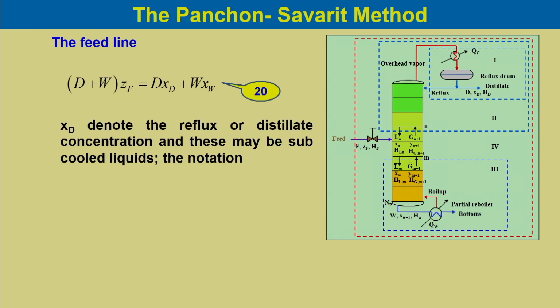Now, XD denotes the reflux or the distillate concentration, and these may be subcooled liquids. So, the notation XD is used, and from equation 20 we can write D by W would be equal to ZF minus XW divided by XD minus ZF. So, in place of XD it is now substituted here.